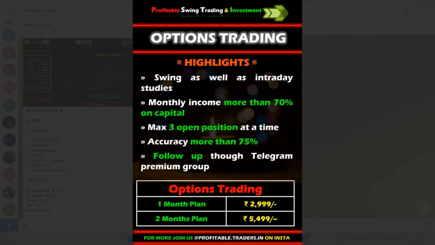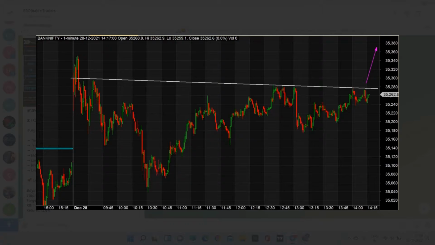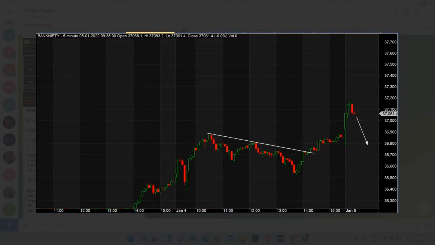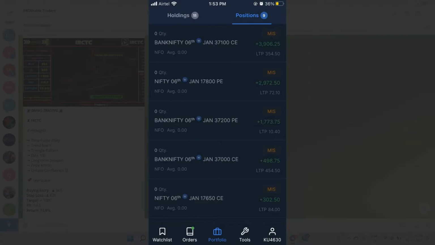You can go through it. This is the P&L of one of our students, who shared it with us after understanding the trade setups that we gave on the Telegram channel.